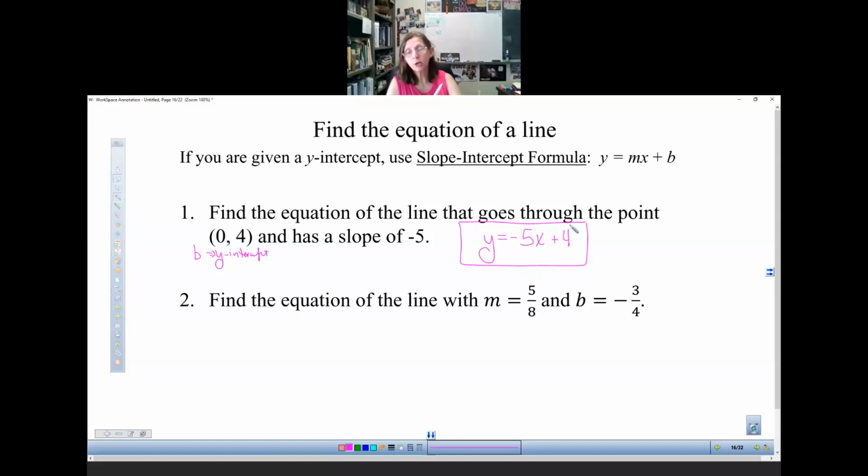I would tell you to send me your answer privately if you don't want to share it with everybody else, but the fractions are kind of hard to type, so you don't have to do that. You can if you want to.